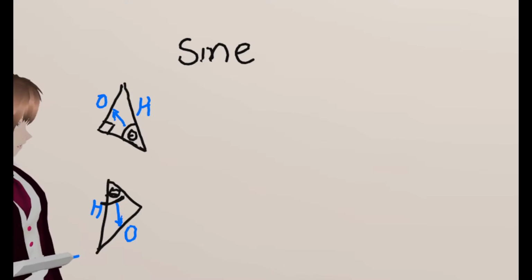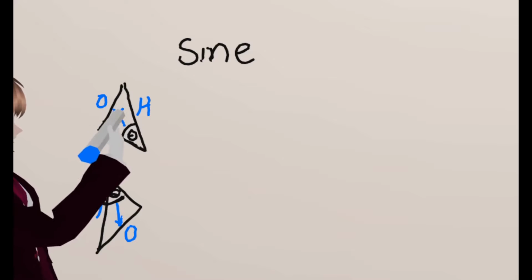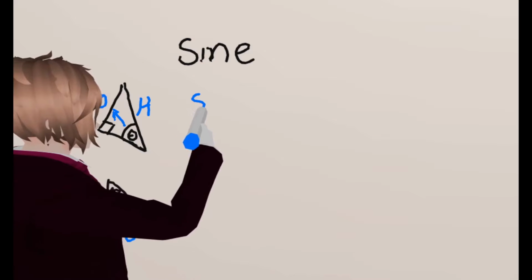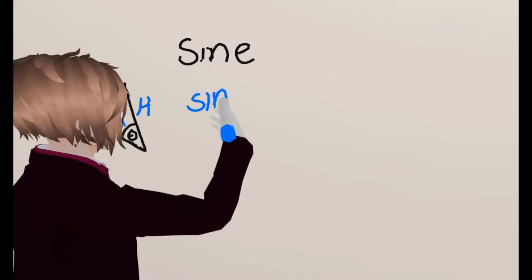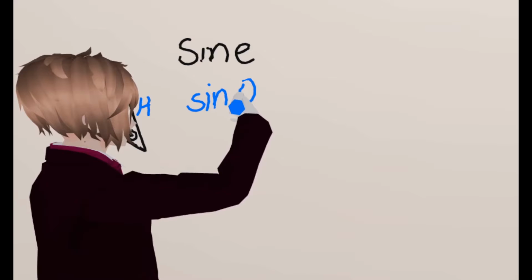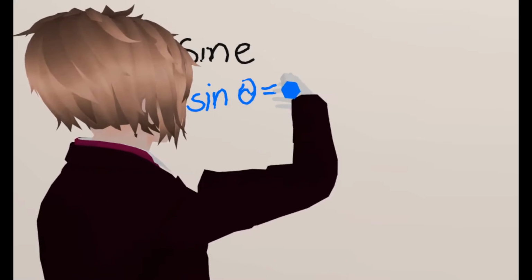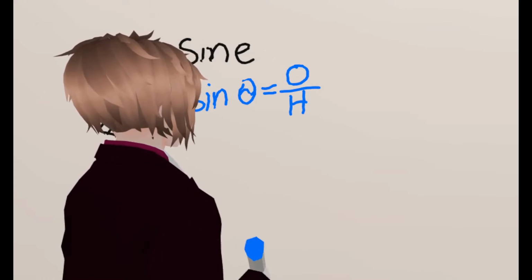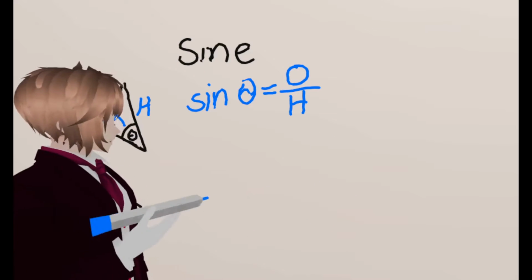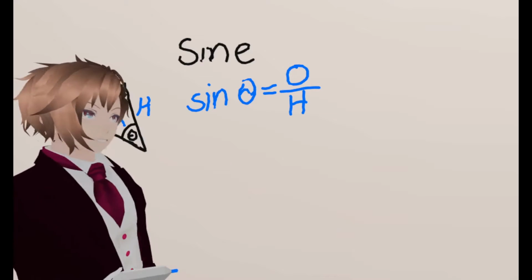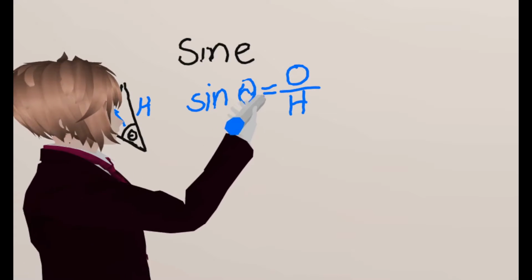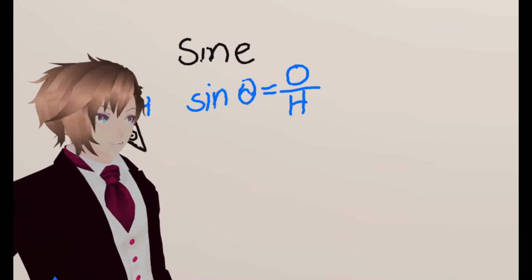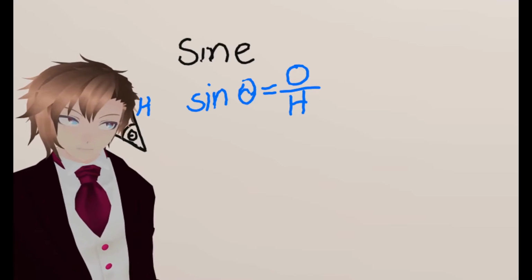Now, what sine does is it compares these two sides. Sine has a formula. Sine theta is equal to the opposite over the hypotenuse. Now, what this does is this sine theta is comparing the opposite side and the hypotenuse side.